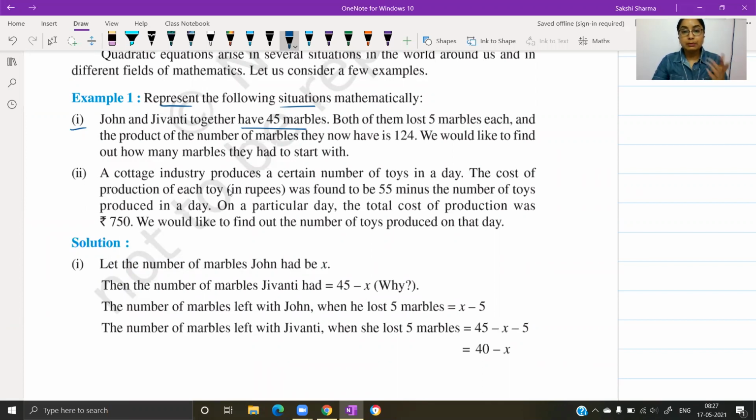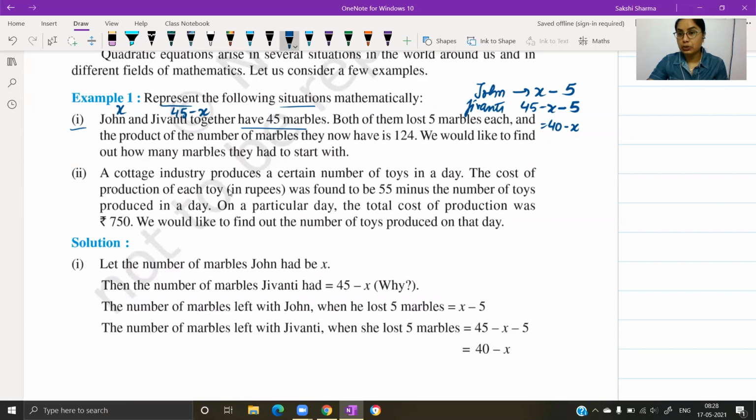I'm going to do it with one variable, the way they have done in the example itself. If anyone has done it with two variables, you may do it. Just be careful when you're forming a quadratic equation, it should contain only one variable. So we will represent the number of marbles with John as x, and for Jivanti, total minus x, the remaining. The remaining marbles are with Jivanti. Once they lose 5 marbles, the number of marbles with John will be equal to x minus 5, and with Jivanti it will be 45 minus x minus 5. So this is 40 minus x.